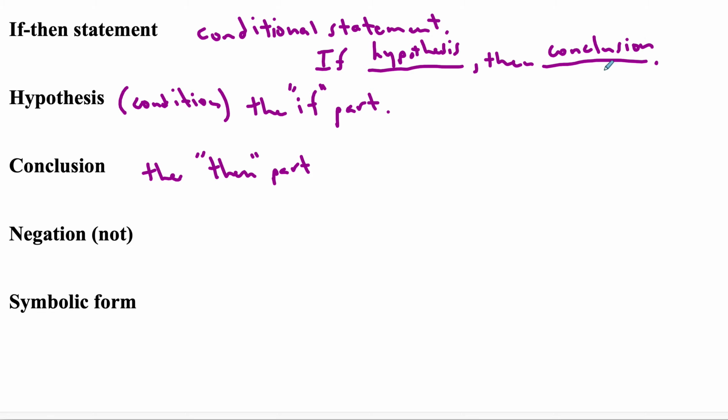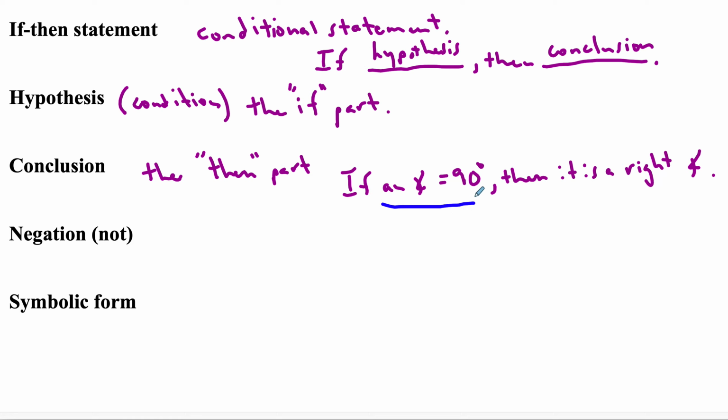So if, for instance, I say if an angle is equal to 90 degrees, then it is a right angle, that would be an example of an if-then statement. The hypothesis would be that you have an angle that's 90 degrees, and the conclusion would be it's a right angle.